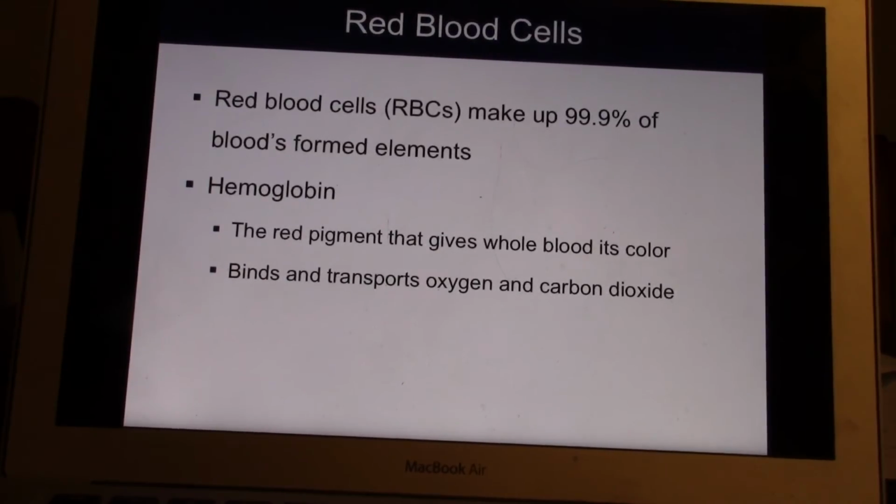Red blood cells make up 99.9% of the blood's formed elements. And so when you're looking at the lower part of that spun tube, my cat is about to walk across the picture here.